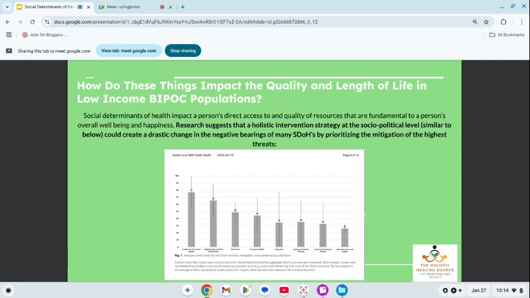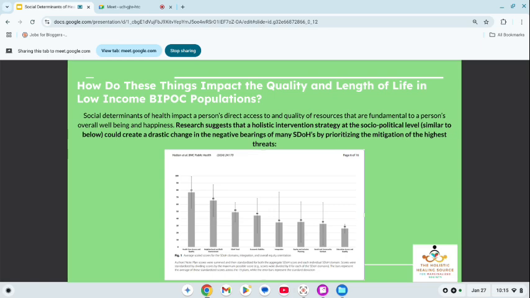So, how do these things impact the quality and length of life in low income BIPOC populations? Social determinants of health impact a person's direct access to and quality of resources that are fundamental to a person's overall well being and happiness. Research suggests that a holistic intervention strategy at the socio political level, similar to the chart you see on the screen, could create a drastic change in the negative bearings of many social determinants of health by prioritizing the mitigation of the highest threats.